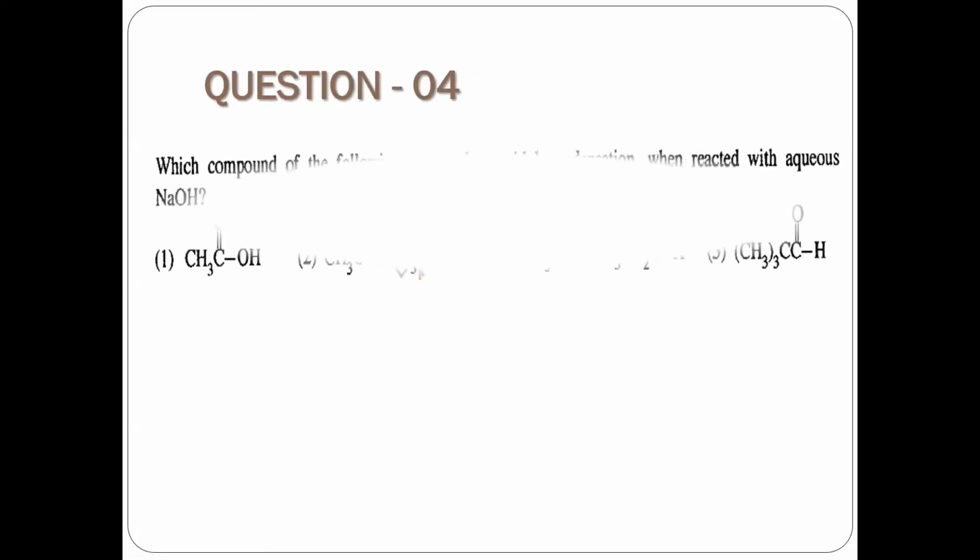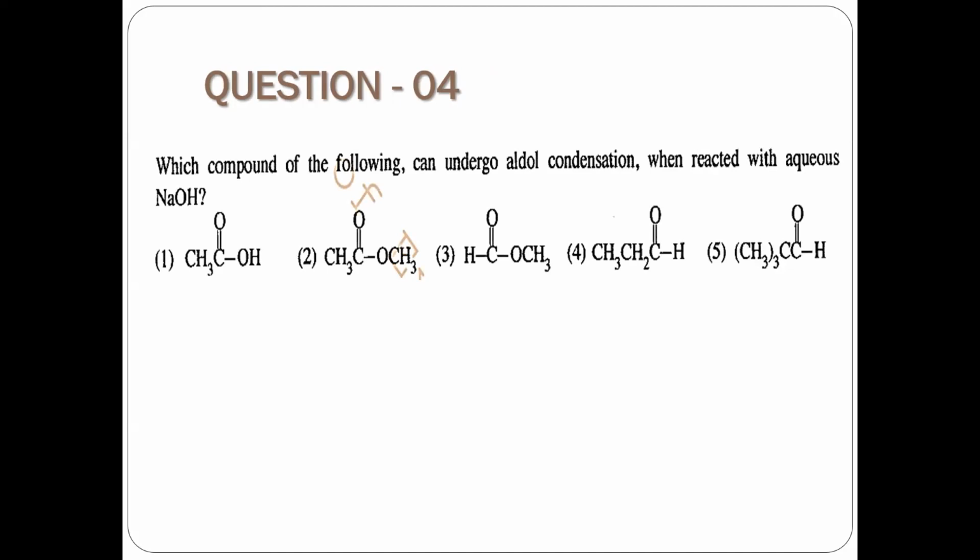Okay, let's move to question number 4. Which of the following can undergo the aldol condensation when reacted with aqueous anions? You have to find which is able to go for the aldol condensation. The answer should be an aldehyde or a ketone. Except this one, which is a carboxylic acid, the others are aldehydes and ketones, so you can omit answer number 1. So 2, 3, 4, 5.